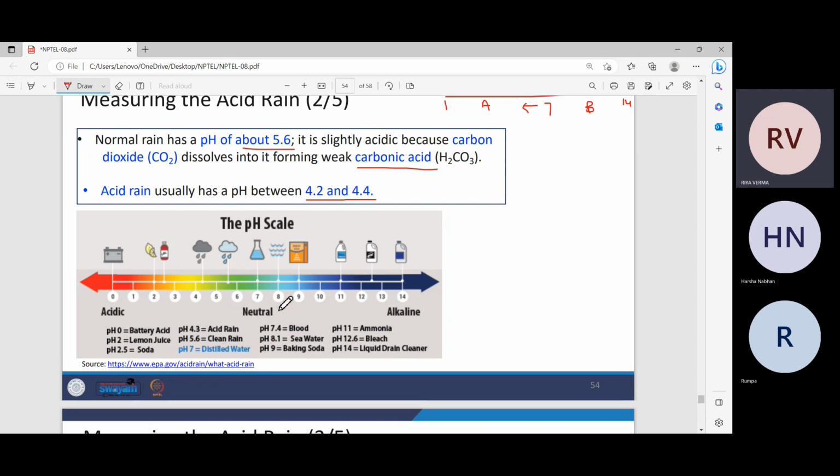Then blood is slightly basic, with a pH of approximately 7.4. Seawater, we all know, is alkaline in nature, so its pH is almost 8.1. Baking soda is also alkaline, with a pH of 9. Ammonia has a pH of 11. Chlorine bleach has a pH of 12.6. And liquid drain cleaner has a pH of 14. It's very basic in nature.